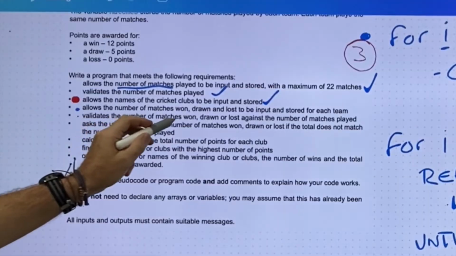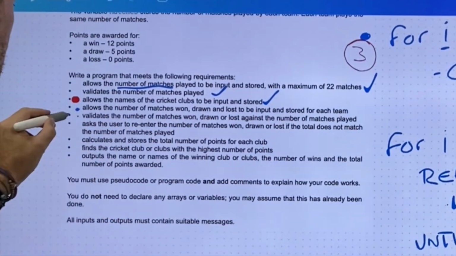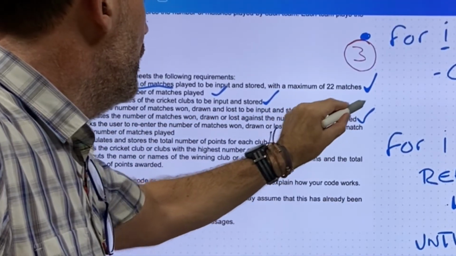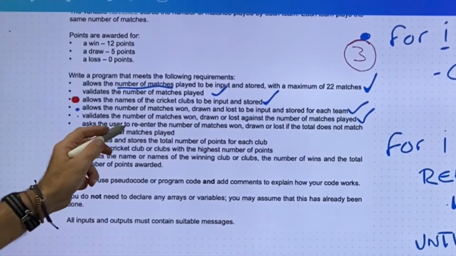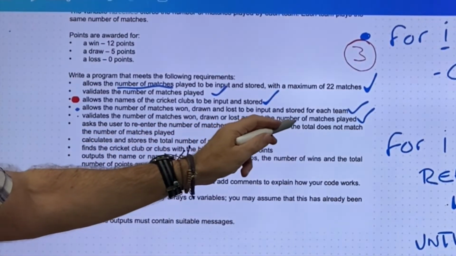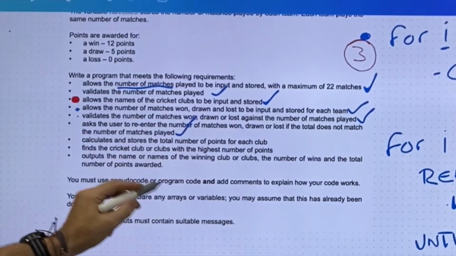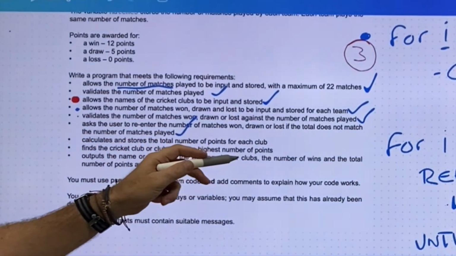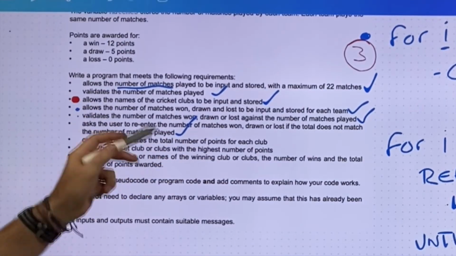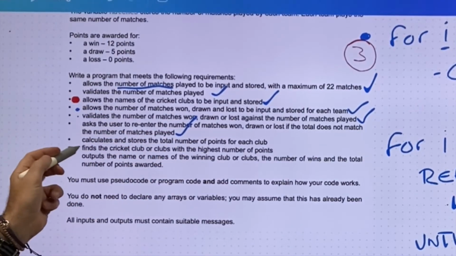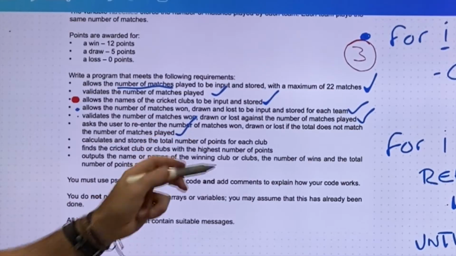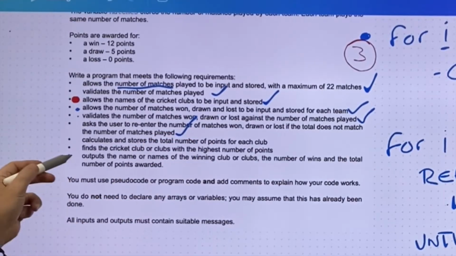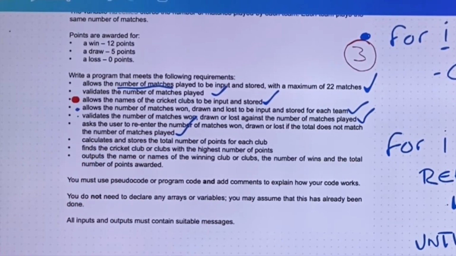So validate the number of matches won, drawn against the number of matches played. Yeah, tick, tick. Ask the user to re-enter the number of matches won, drawn, or lost if the total does not match. Yeah, we've asked them to do that. Now then, we need to calculate and store the total number of points for each club. It calculates and stores the total number of points for each club. Okay, finds the cricket club or club with the highest number of points. Okay, outputs the name or names of the winning club. So let's do this one, calculate and store the total number of points for each club.